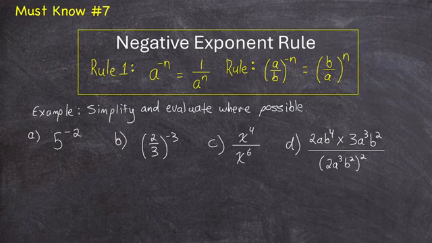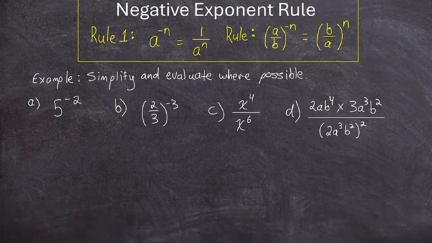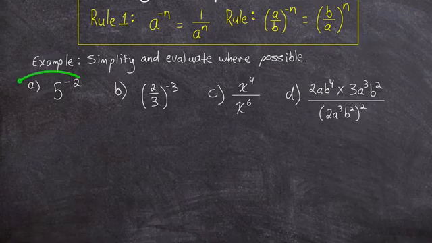In this example, it says simplify and evaluate where possible. So let's go through all 4 of these examples. In part A, we have 5 to the power of negative 2. And to simplify a power, we need to get rid of any negative exponents. And I can do that by using this rule up here. Any power that has a negative exponent, I can just write its reciprocal with a positive exponent. So this would be equal to 1 over 5 to the power of positive 2. And 5 squared is 25, so this equals 1 over 25.